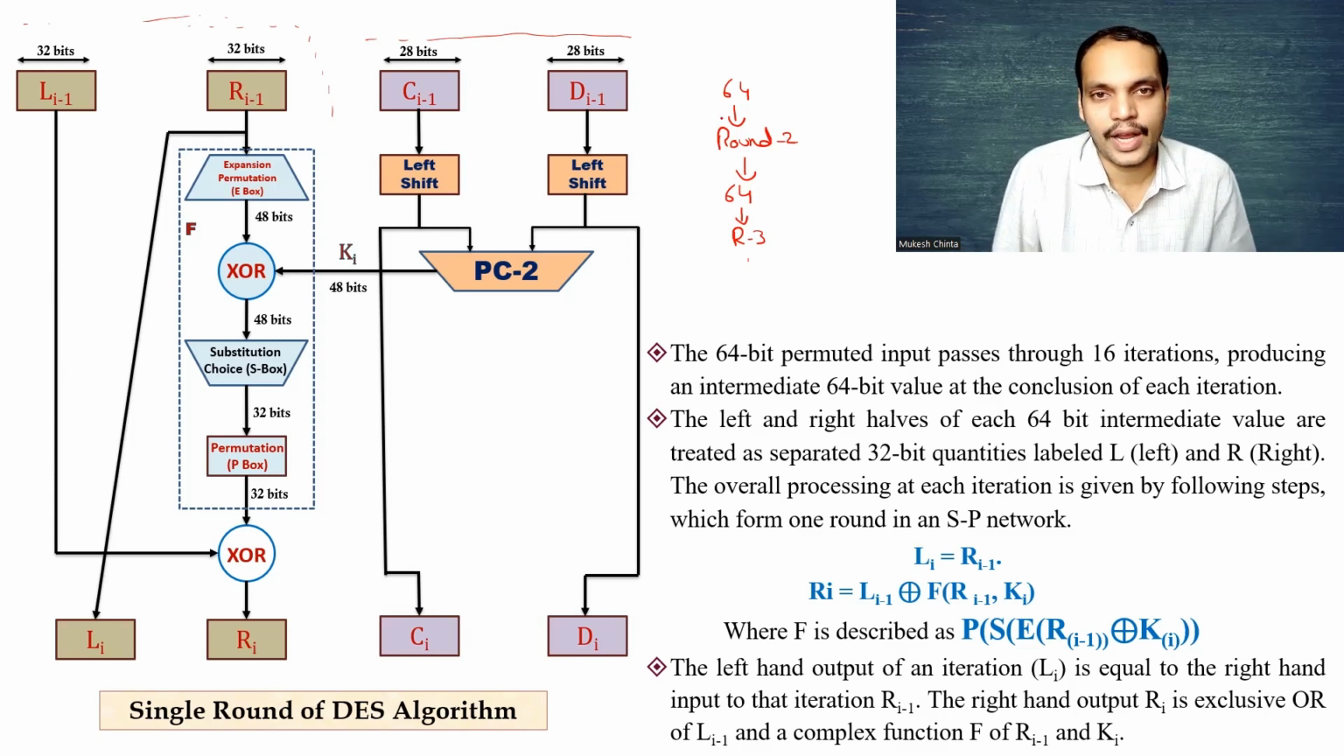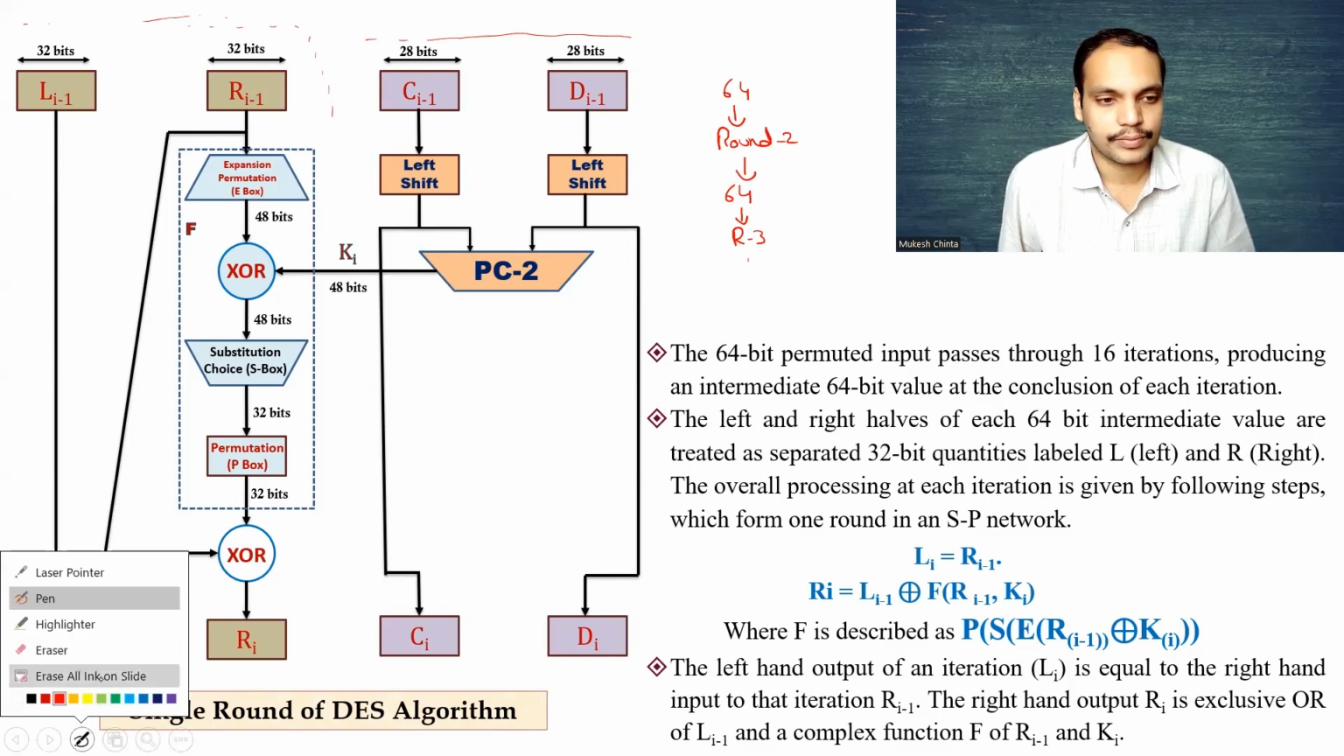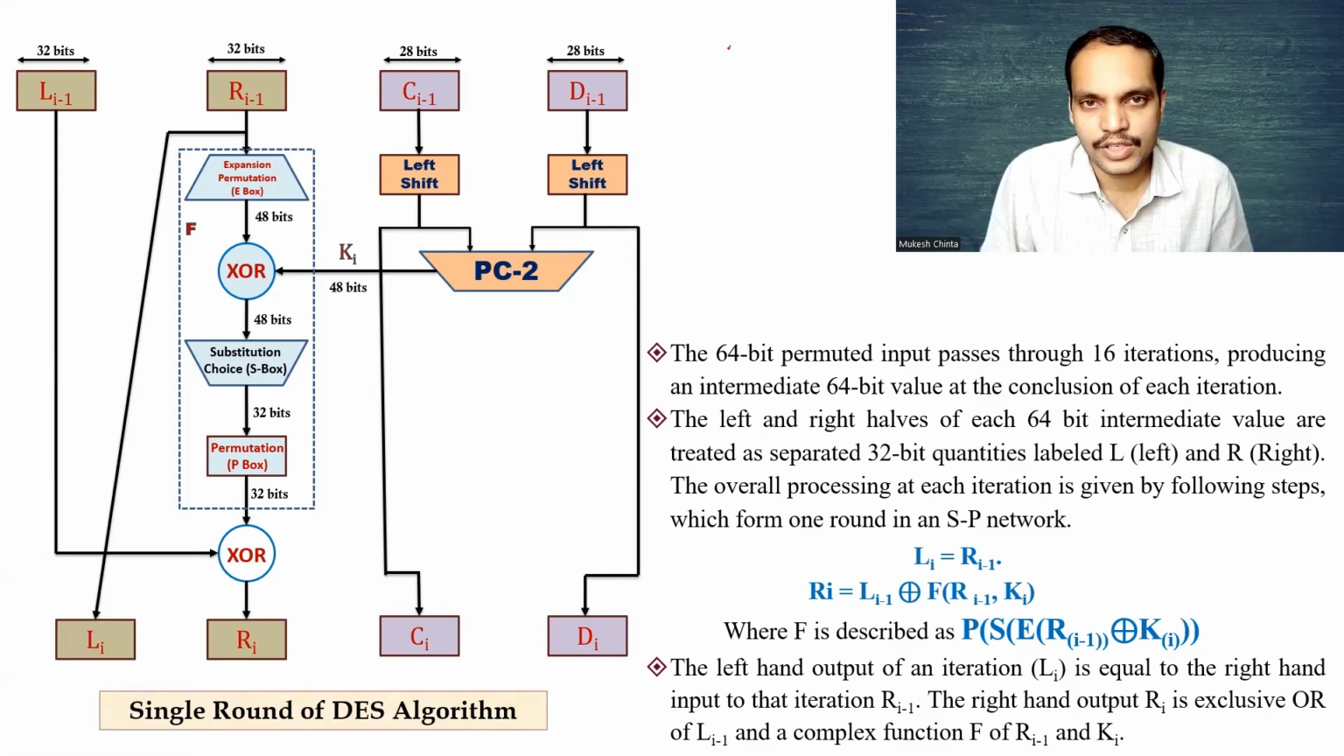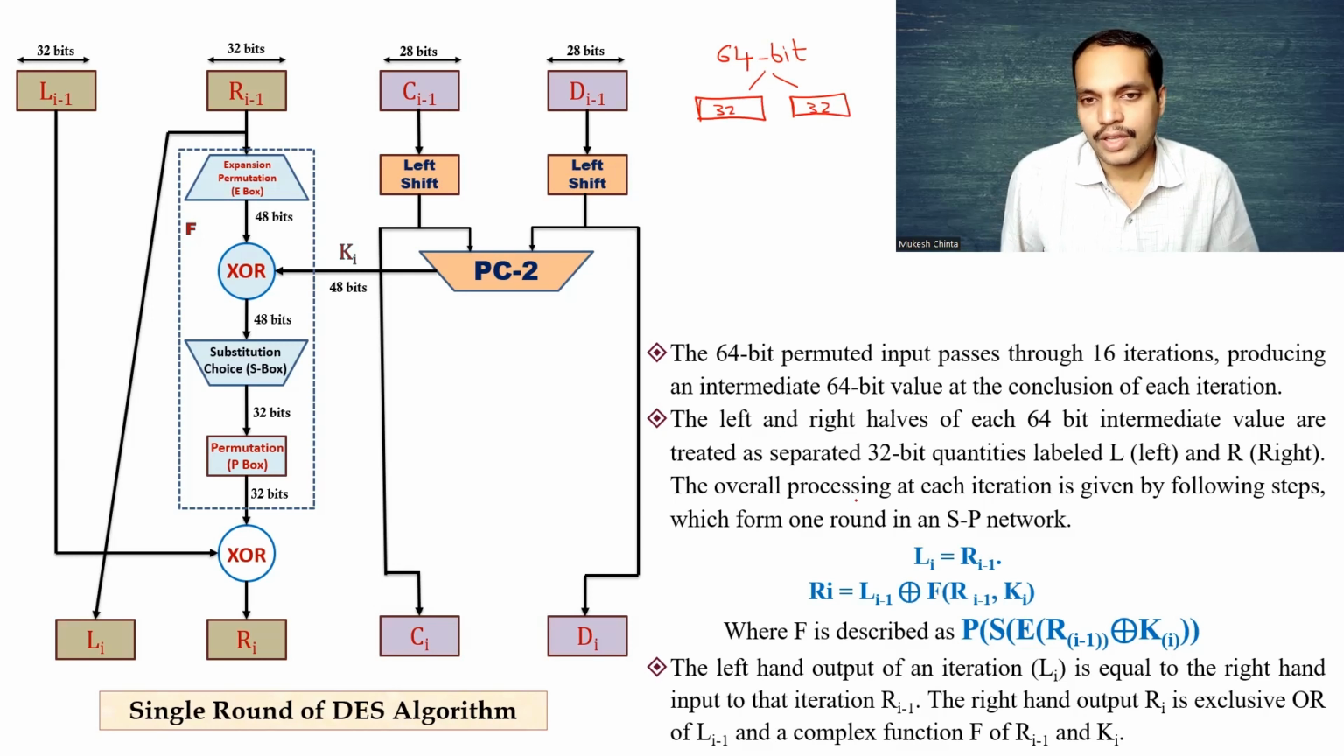The 64-bit block, as I told you, is now divided into two halves. So the 64-bit plain text is divided into equal sized blocks of 32 bits. We call them the left block and the right block, and they are labeled left and right. The overall processing at each iteration is given by the following steps, which form one round in a substitution permutation network. So what is happening here?